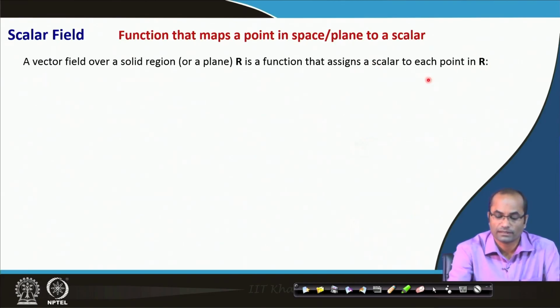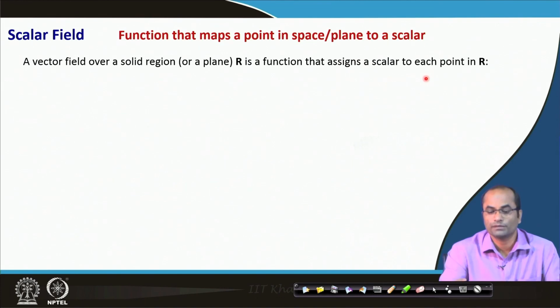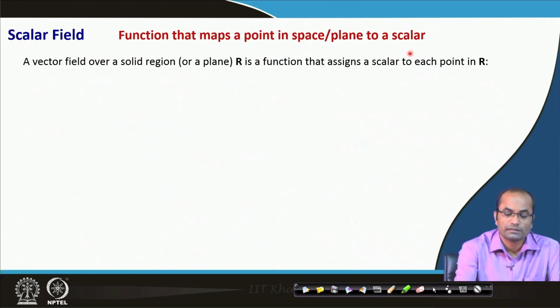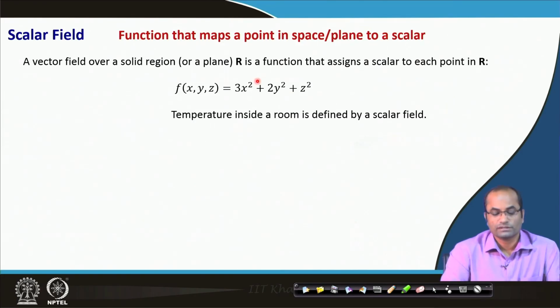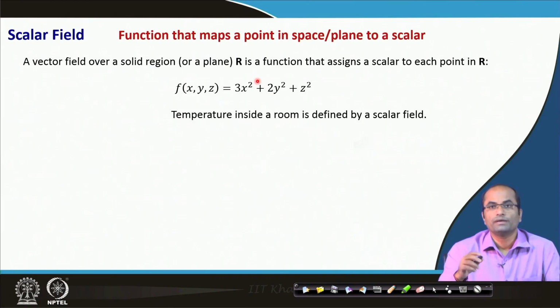So, as input, this will be a point, it can be in 3 dimensional space, but it will assign a scalar value. For instance, this one, f(x, y, z) given by this expression, is a scalar value. Therefore, we call it a scalar field. For instance, the temperature inside the room is defined by a scalar field, because temperature is a scalar quantity. So, at each point in the room, we have a function that can tell us the temperature of the room.